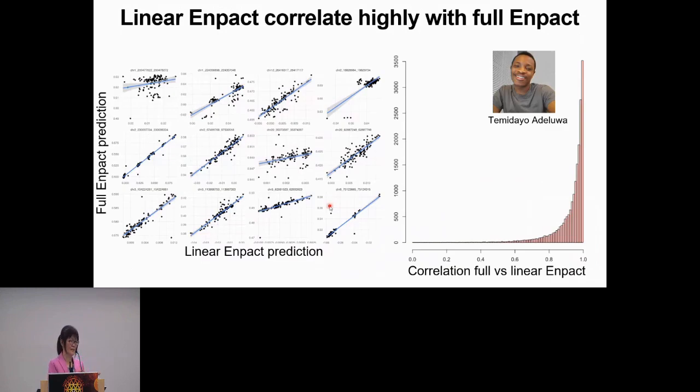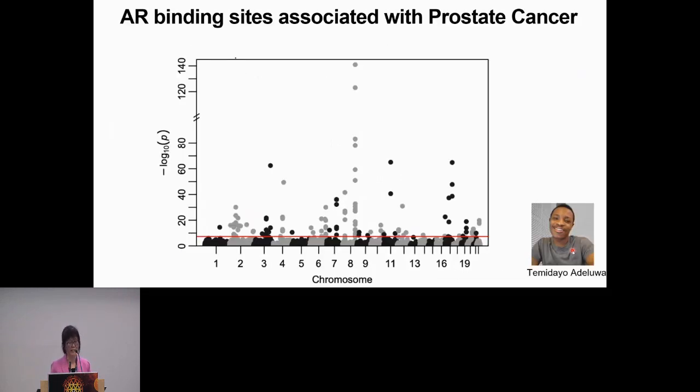And how well does the linear prediction compare to the full nonlinear predictors? Here are a few examples, and you can see it does pretty well. On the right-hand side is the correlation across all 18,000 sites that we had tested. The correlation here is pretty close to 1, which also reinforces the idea that transcription factor binding prediction is not that hard, it seems.